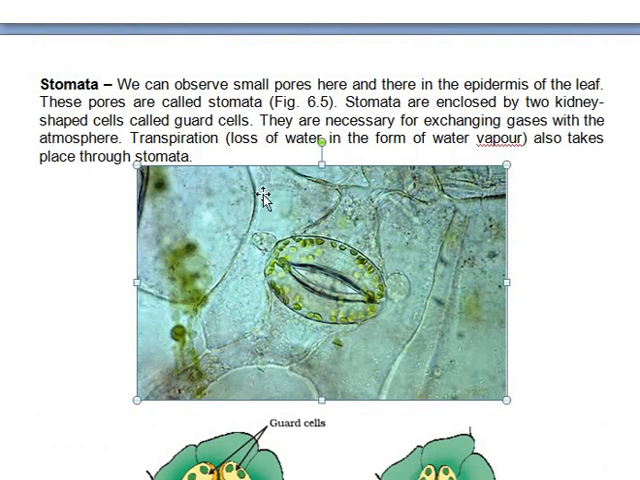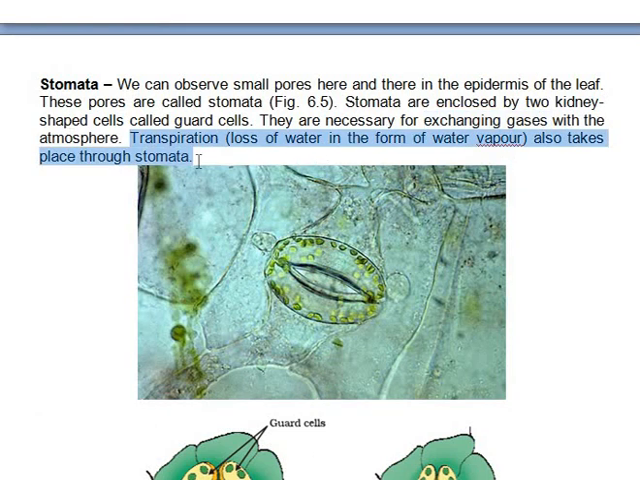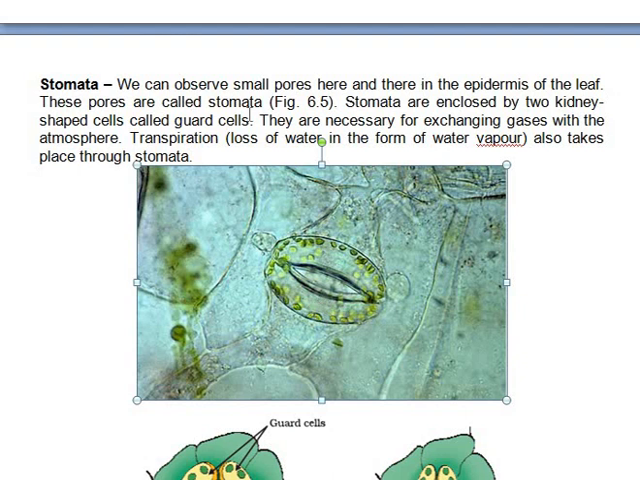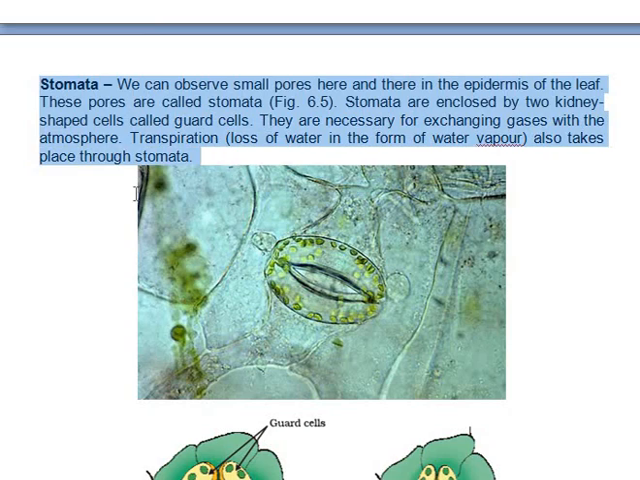You should know that stomata are meant for exchange of gases and for transpiration. Transpiration is the loss of water in the form of water vapors through stomata present on the leaves. So plants remove excess water through the stomata, and the plants which require carbon dioxide for photosynthesis take that carbon dioxide from the atmosphere through stomata. So this is another modification of epidermis.